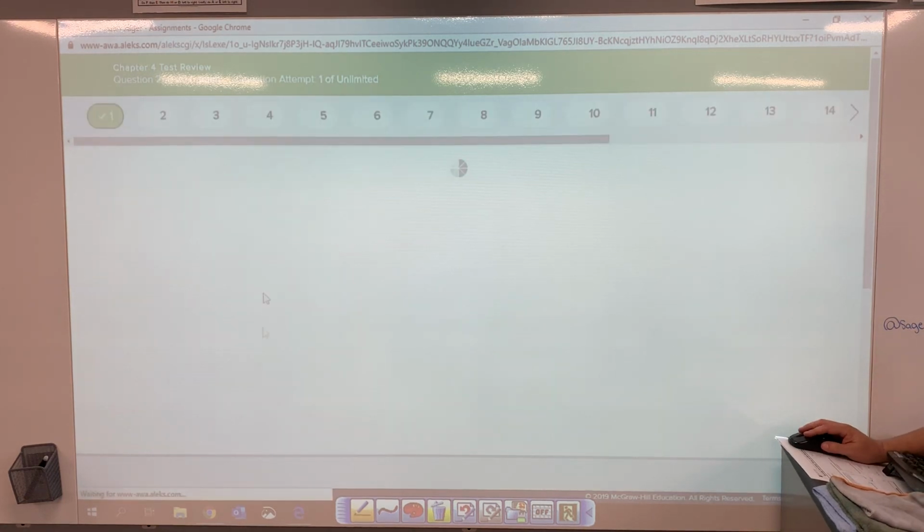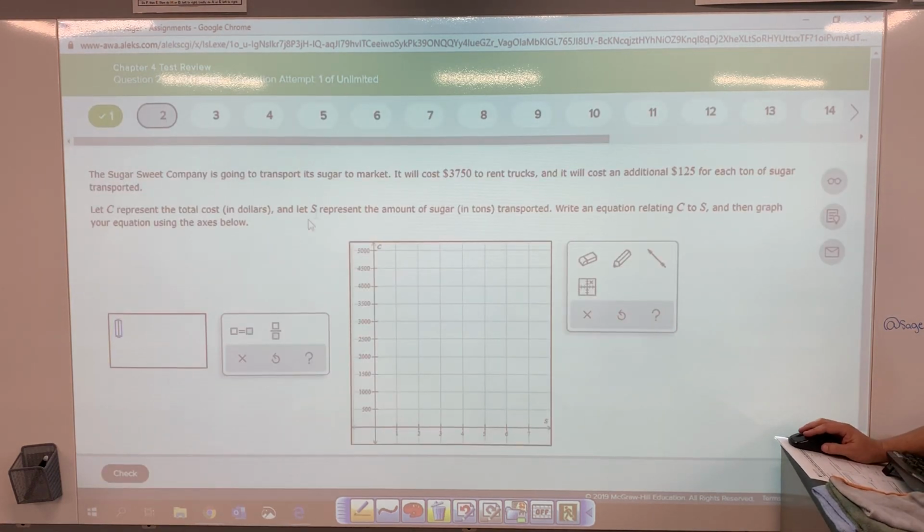So do that. Number 2, more difficult, okay? It's a harder, more complex equation. We're going to let C equal the total cost. So C equals, a sugar company is going to transport sugar at a cost. Here's an initial cost, write it down, all right?